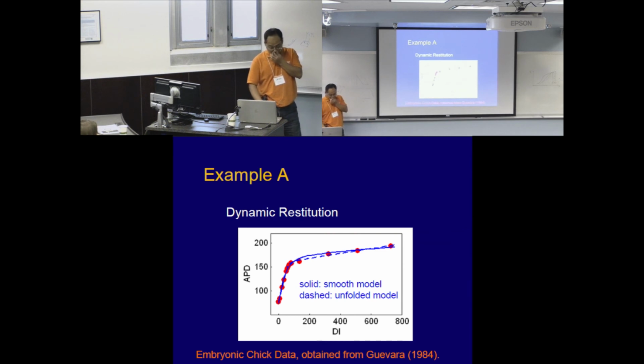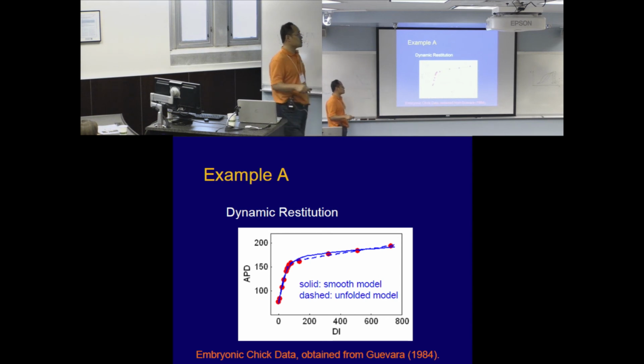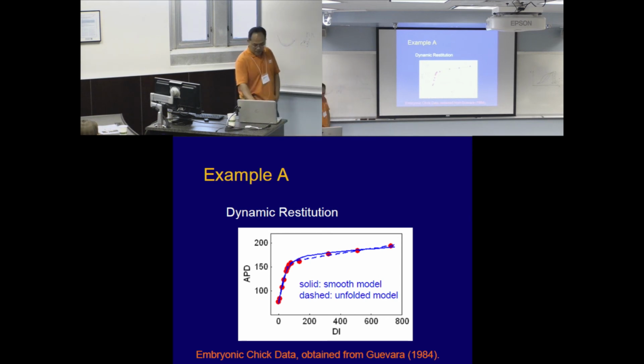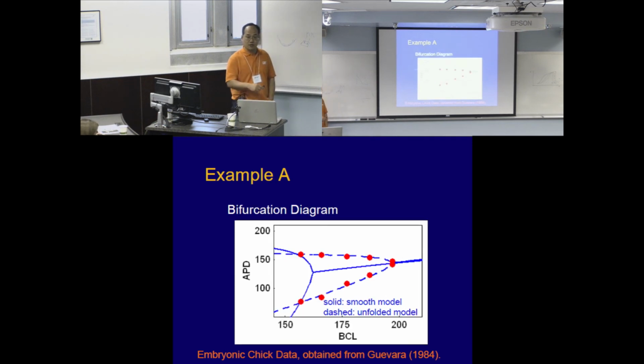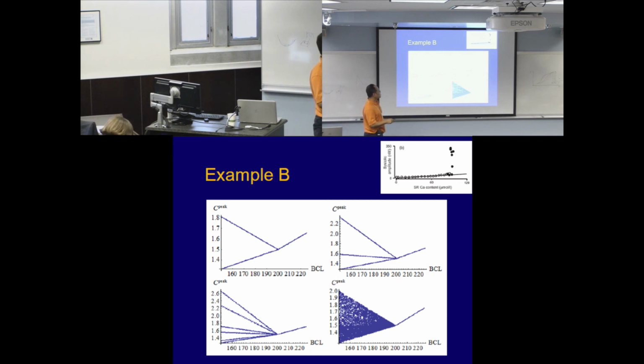Okay, so if I fit the restitution curve from the restitution data from Gilbert et al., I can do that using smooth and non-smooth curves, and they both fit the restitution curve well. But if I use the model to predict alternans, the model with the non-smooth feature will predict that much better. So this calcium data is a very interesting set of results.